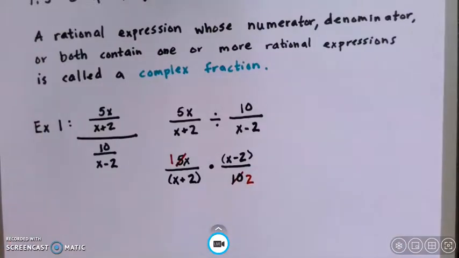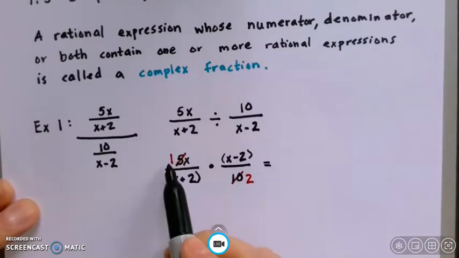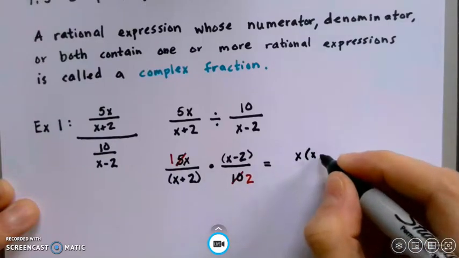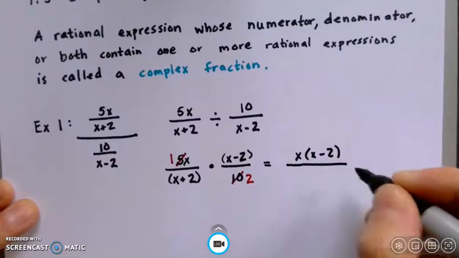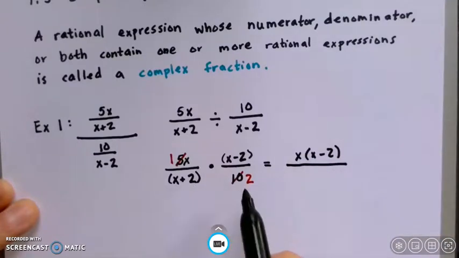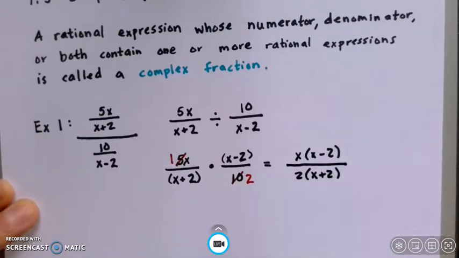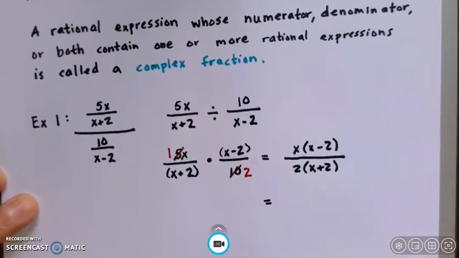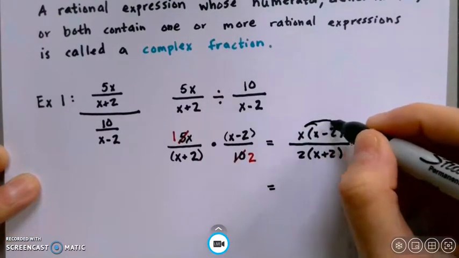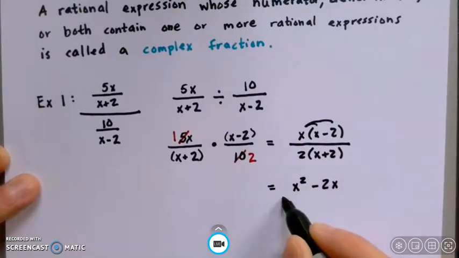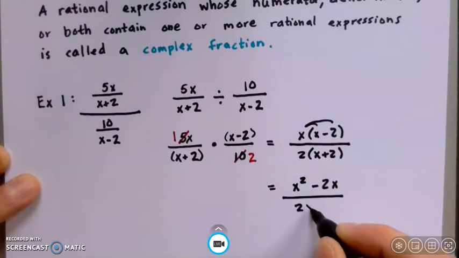So now we're ready to actually multiply like the fraction is asking us to do. I'm going to do 1x, so just x, times x minus 2 in the numerator. And in the denominator, I'm going to have x plus 2 times 2. I'm going to write it like this so that we can distribute. So let's go ahead and distribute this. We end up with x squared minus 2x all over 2x plus 4.